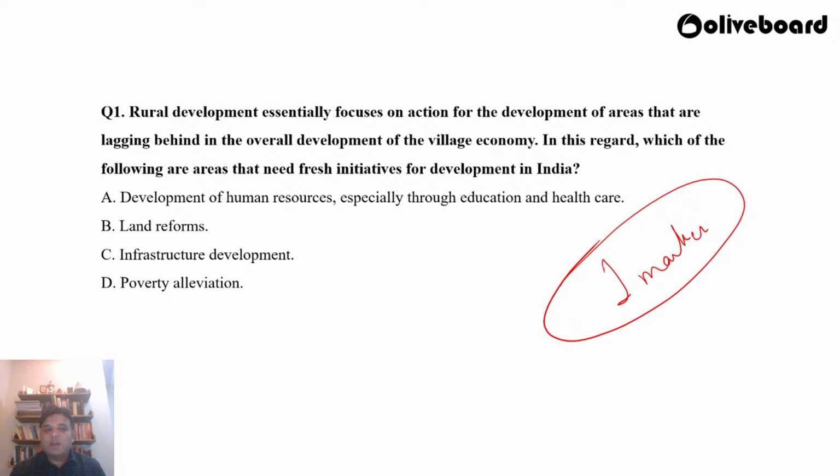All the options seem to be very close, but if you think precisely, if you have clarity of thought, you can definitely answer. Rural development essentially focuses on action for the development of areas that are lagging behind in the overall development of the village economy. In this regard, which of the following are the areas that need fresh initiatives for the development in India? Option A, development of human resources, especially through education and healthcare. Option B, land reforms. Option C, infrastructure development. Option D, poverty alleviation. So I'll give you about 10 seconds to answer.